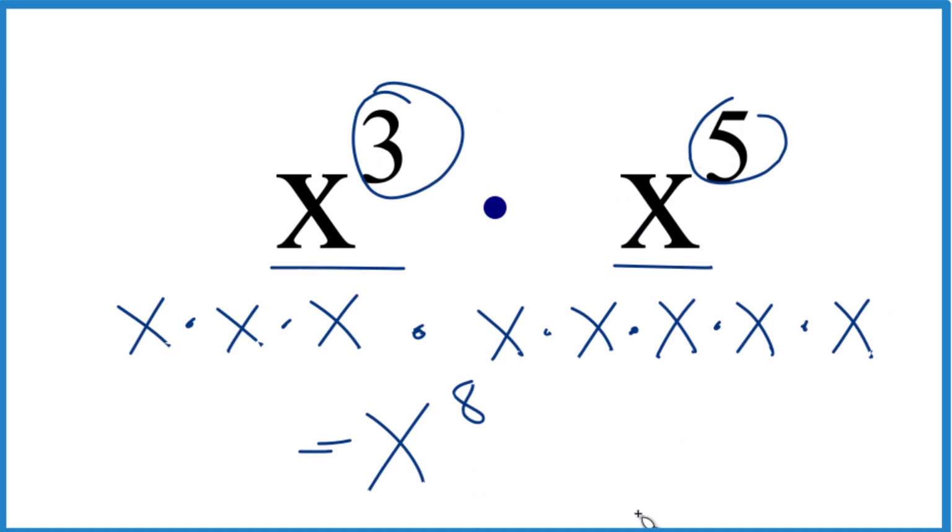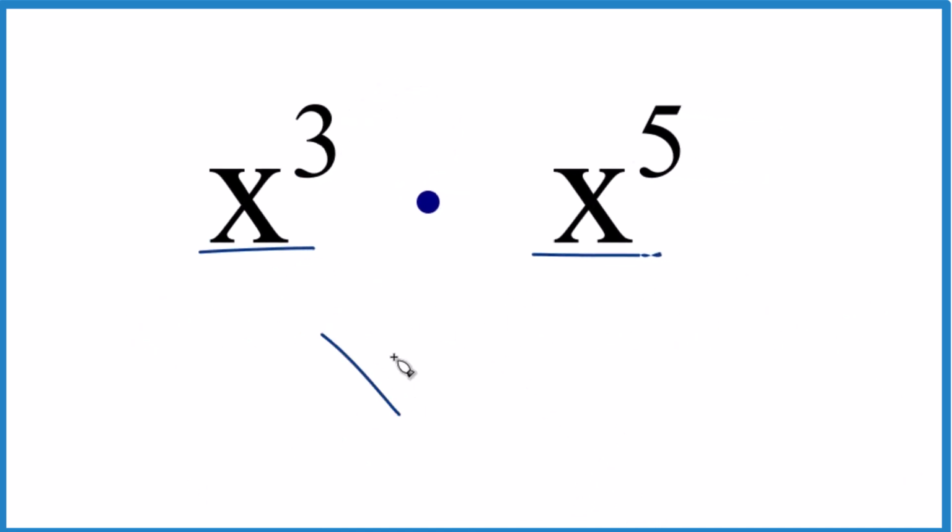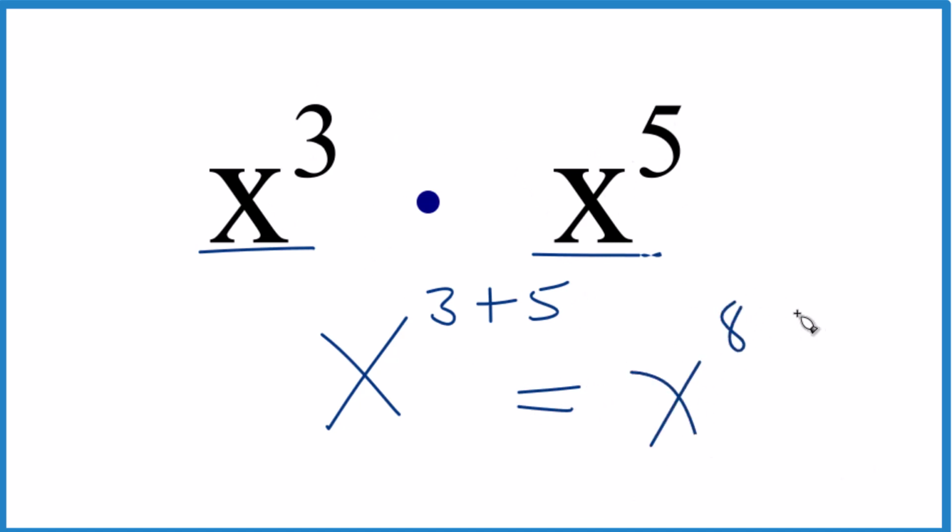So the other way, the more general way to do this, is this. You see you have x here and here, so you can call this x to the 3 plus 5. So again, we just add these exponents here, and we get x to the third times x to the fifth equals x to the eighth, just like we found before.